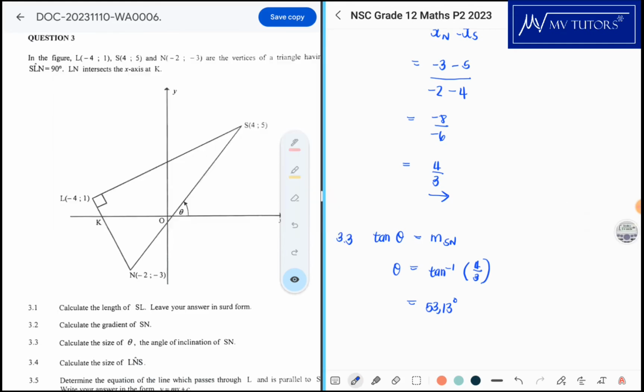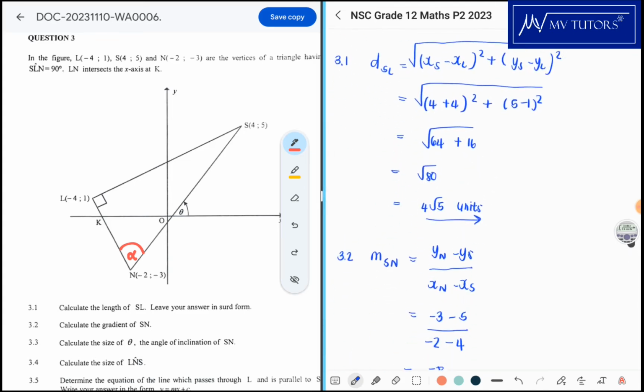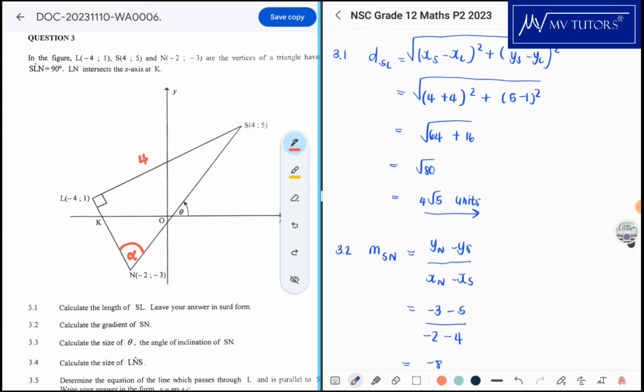Okay, now 3.4. It says calculate the size of n, in between L and S. So basically, we are looking for this angle over here. Since we have a right angle triangle, let me just call this angle alpha. We calculated the length of SL, and we have it as 4√5 units.